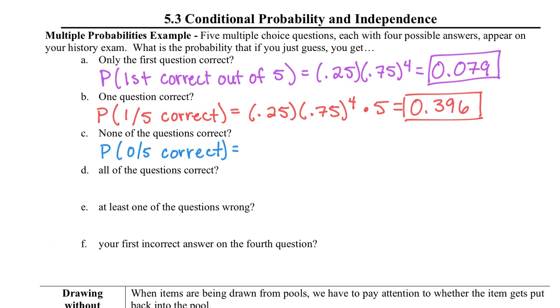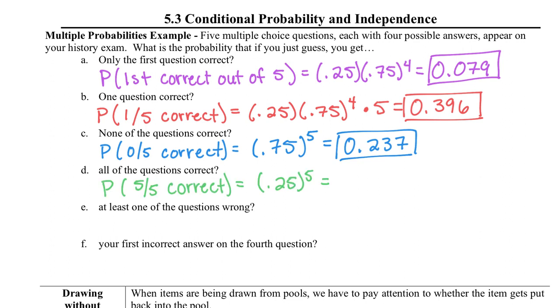So the probability of getting none of the questions correct, hopefully you're catching on to this. The probability of getting something incorrect would be 0.75, and this would be all 5 problems. So it's a good probability you're going to get all of them wrong, almost 25%. What's the probability of getting all the questions correct? Let's see if you can set this one up.